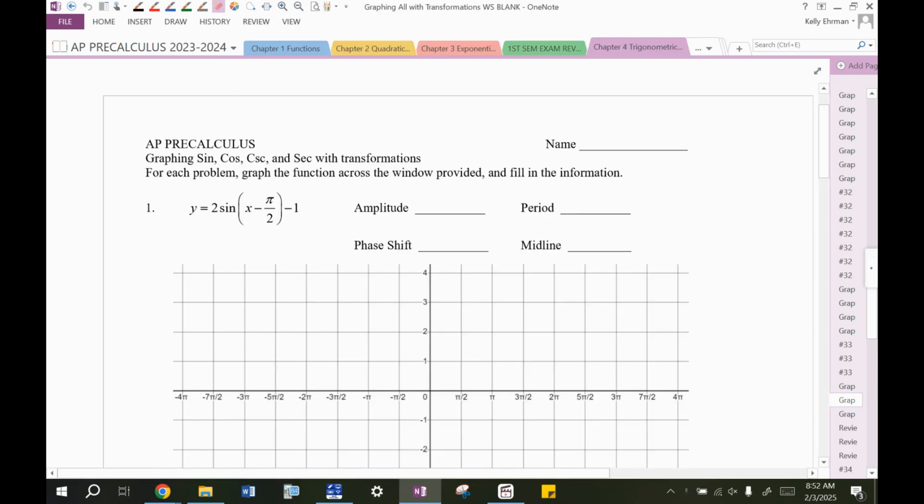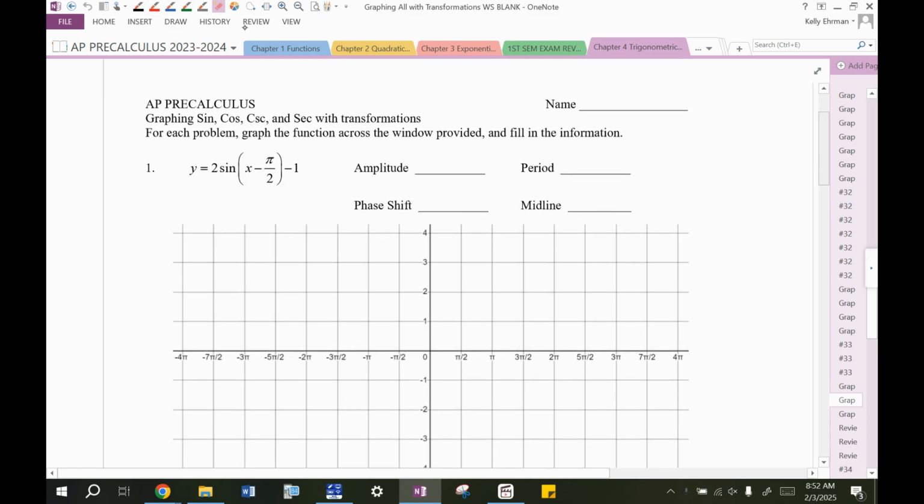All right, so now we're graphing sine, cosine, cosecant, and secant with our transformations. And so the first graph is just a sine graph, so no asymptotes here. And then we're going to answer these questions. Make sure you fill the window and round your curves.